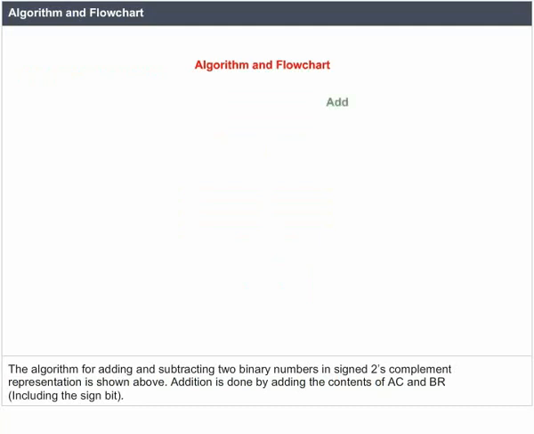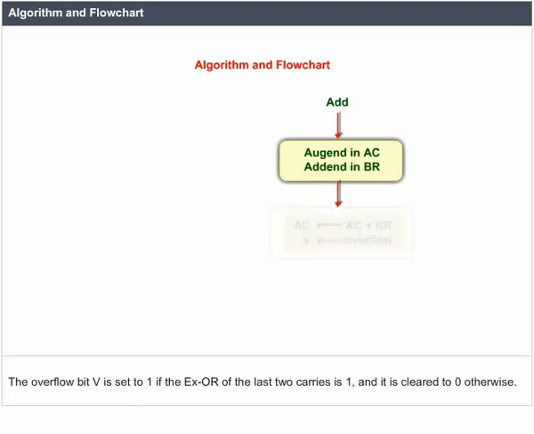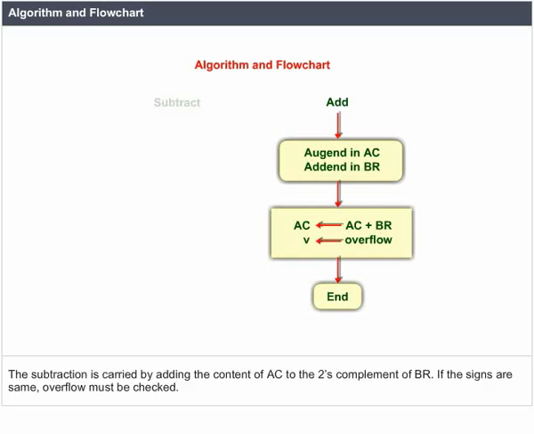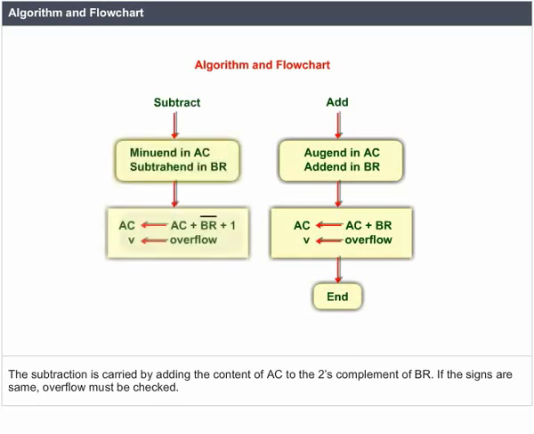Algorithm and flowchart. The algorithm for adding and subtracting two binary numbers in signed 2's complement representation is shown above. Addition is done by adding the contents of AC and BR, including the sign bit. The overflow bit V is set to 1 if the XOR of the last two carries is 1, and it is cleared to 0 otherwise. The subtraction is carried out by adding the content of AC to the 2's complement of BR. If the signs are the same, overflow must be checked.